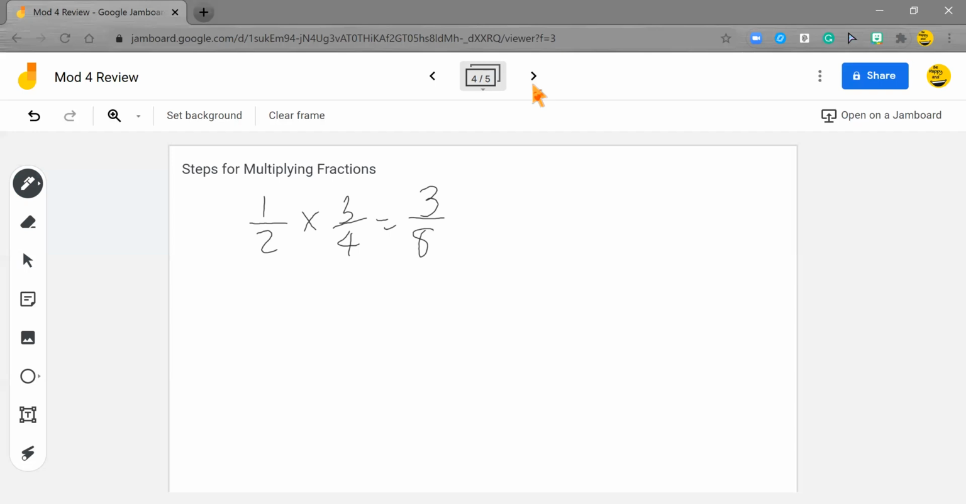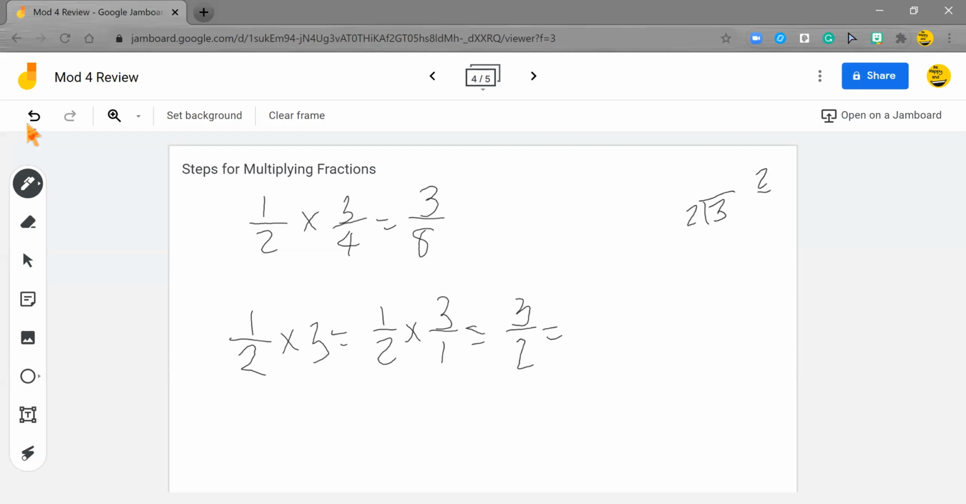Now, say I have 1/2 times 3. I have to make sure this 3 turns into a fraction, so I'll go 1/2 times 3 over 1, which equals 3/2. And remember, if it's an improper fraction, I want you to turn it into a mixed number. So 2 goes into 3. That's where I come up over here and do it like this. 1, subtract 2, remainder 1. So it'd be 1 1/2.